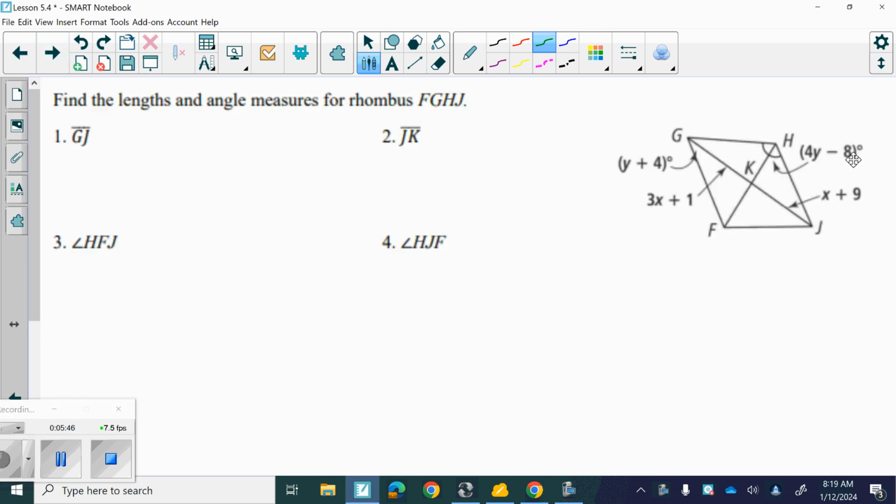All right, let's start off with the rhombus. So I want to find GJ, so that diagonal. What do I know about the two halves of the diagonal? They're equal to each other, right? Well, I've got two expressions. I've got a 3x plus 1 and an x plus 9. So what can I do with those two expressions? Set them equal to each other. So 3x plus 1 equals x plus 9.